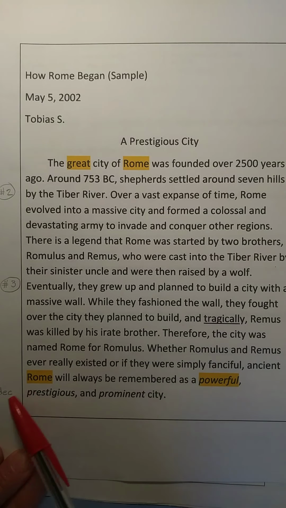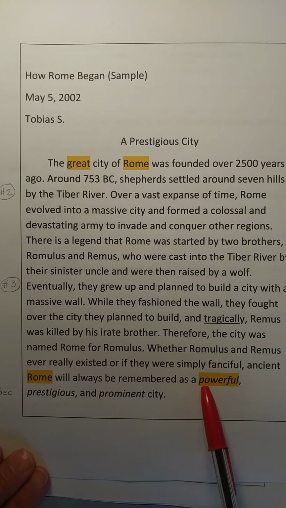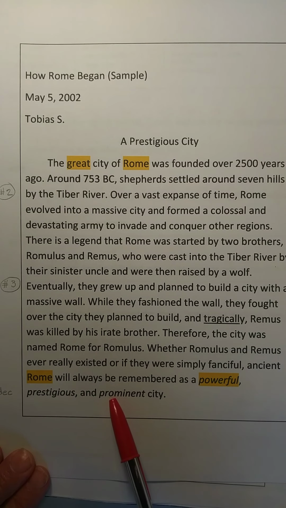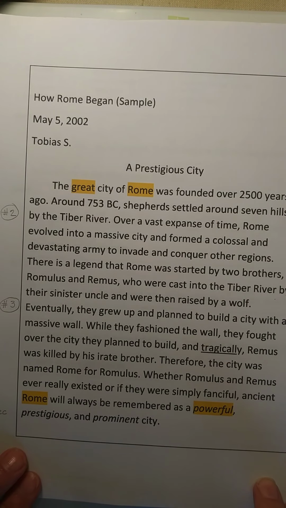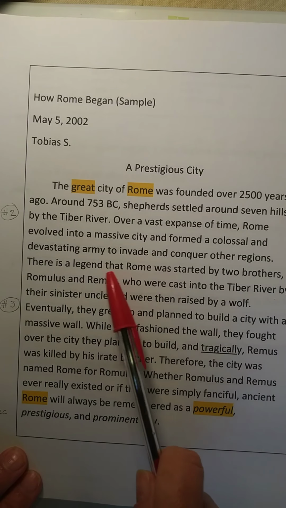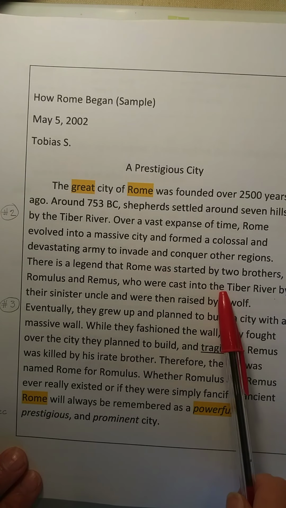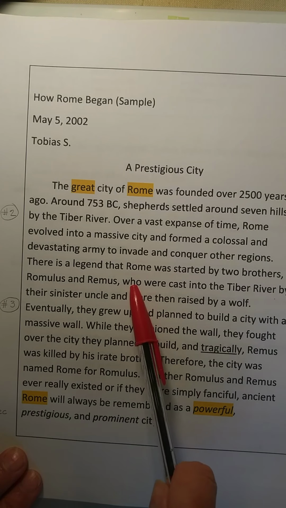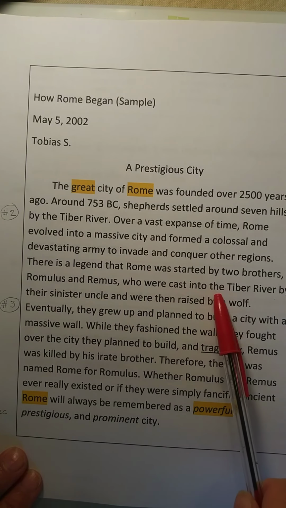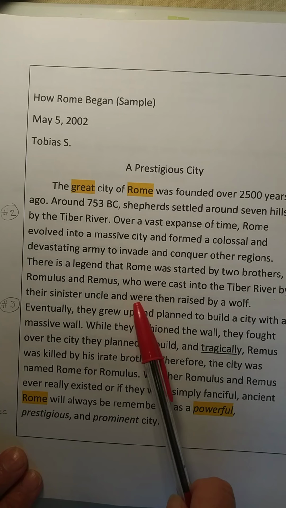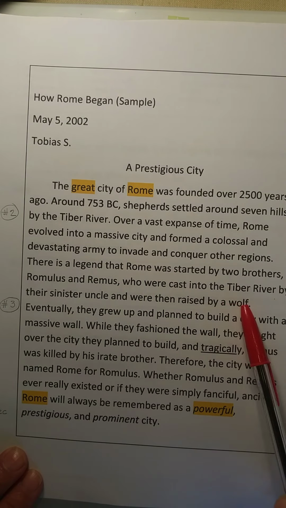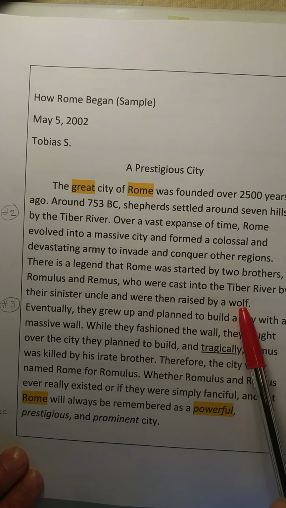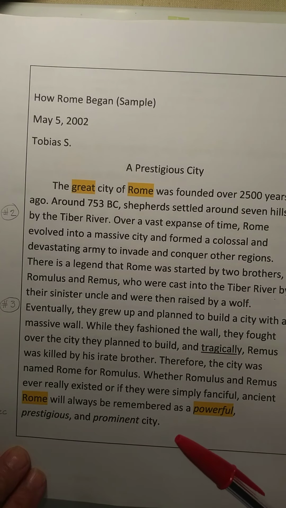Down here we have a decoration, which is an alliteration. Powerful, prestigious, and prominent. Okay, what else do we have? I think there's a who which in here somewhere. Here we go. Started by 2 brothers, Romulus and Remus, who were cast into the Tiber River by their sinister uncle and raised by wolves. So notice your comma there. And you don't have to put a comma after it because the who which clause goes all the way to the end of the sentence, so you just need a period.